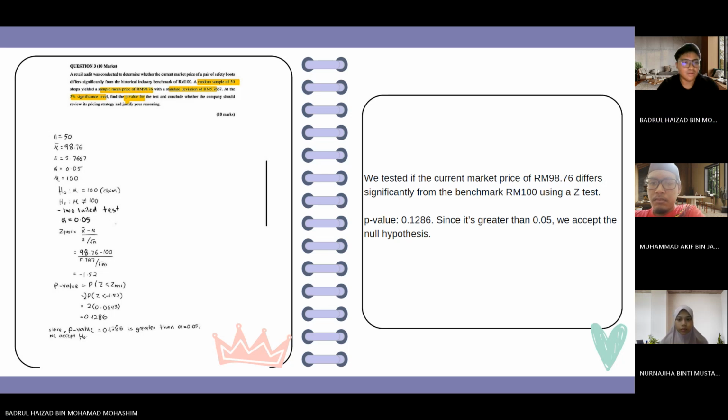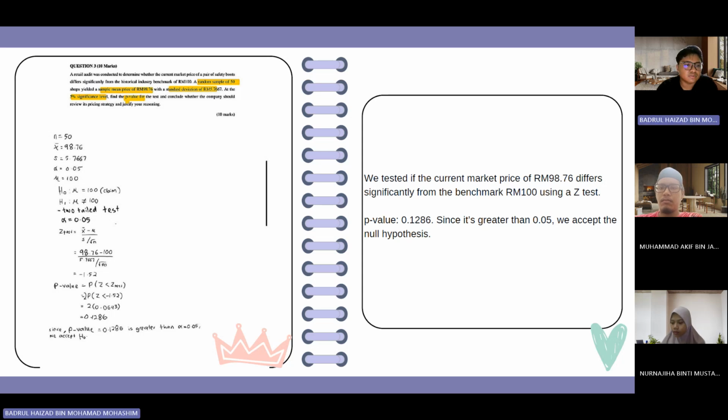For question 3, a retail audit was conducted to determine whether the current market price of a pair of safety boots differs significantly from the historical industry benchmark of RM100. So we test if the current market price of RM98.76 differs significantly from the benchmark RM100 using a Z-test.